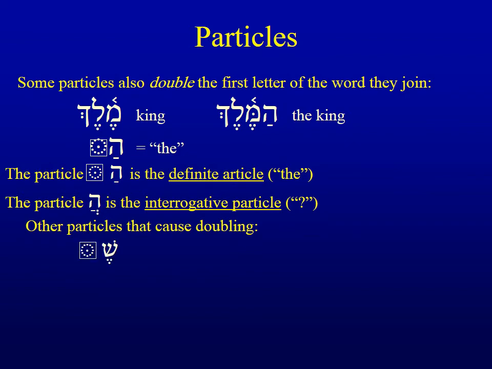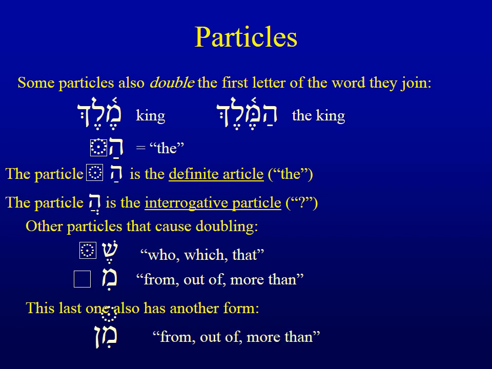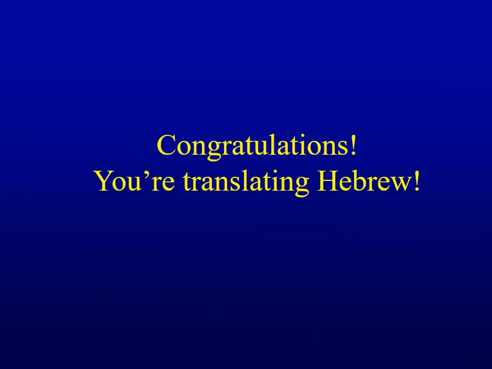We also have other particles that cause doubling. One is she, so here we have shin, segol, double. This means "who," "which," or "that." It's the relative particle. We also have mi, which is mem, hirik, double, which means "from," "out of," or sometimes "more than." There's also another form, which is actually a separate word, not an attached particle, and that form is min. Min also means "from," "out of," or "more than." We'll talk about this more later, but min and mi with the doubling are the same, but min is separable, whereas mi is attached.